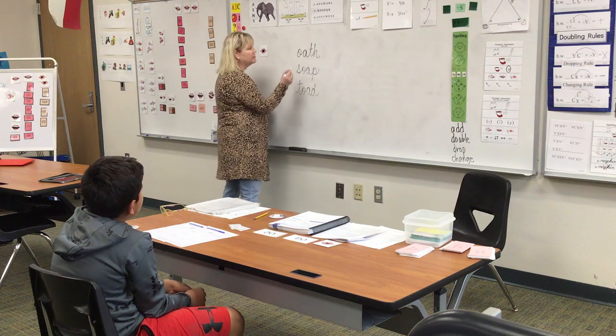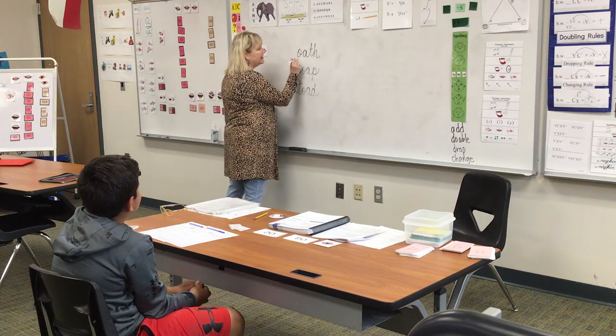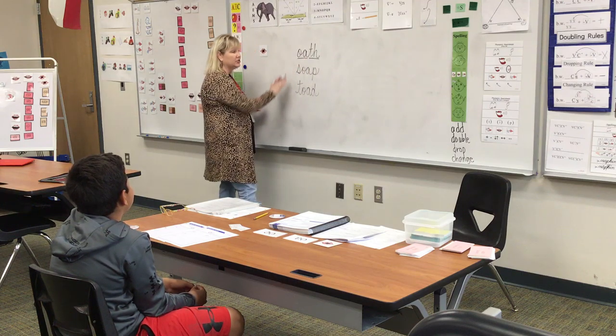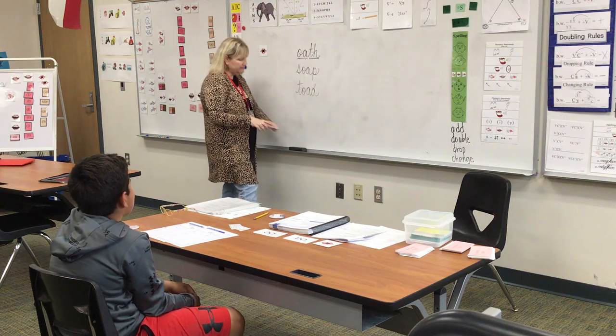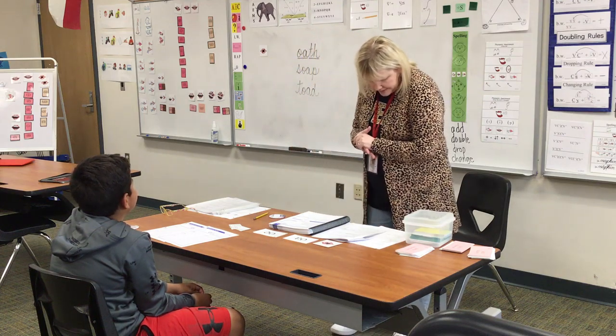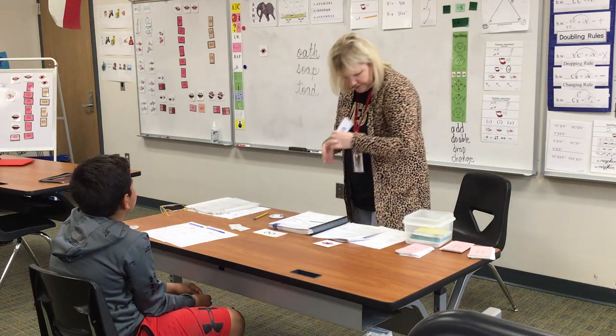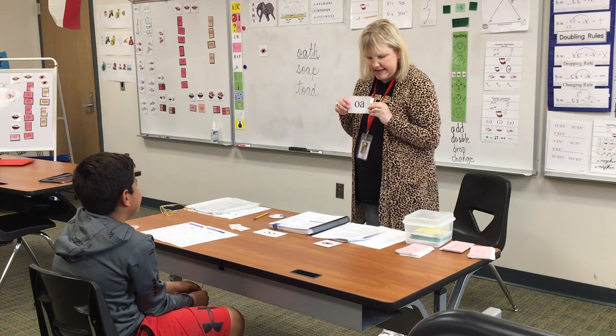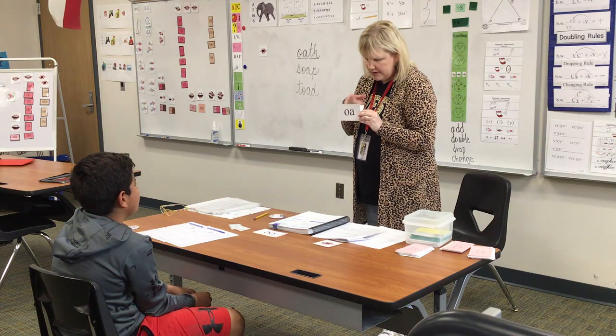Watch me code this first word. Underline digraph O-A, underline digraph T-H, oath. Okay? All right. So, let me pick this up. The name of our letter is digraph O-A. Echo? Digraph O-A.